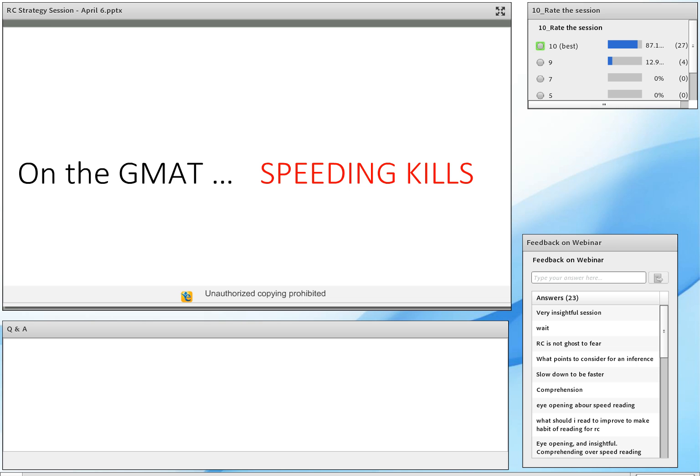What should I read to improve to make habit of reading for RC? Well, I would say just first go through the course. You don't really need to read anything else. Just go through the course and you'll see how your comprehension skill is being developed. You will see that.